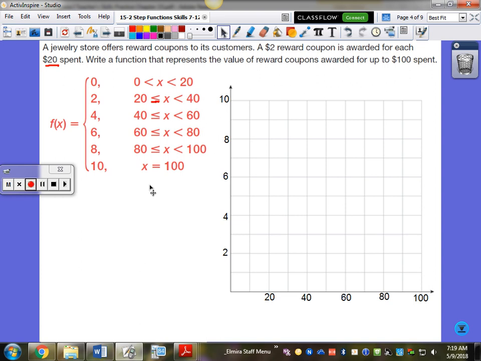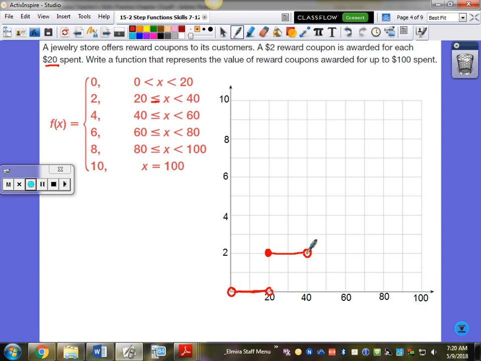Okay, so to draw this, from 0 to 20, you're going to get no money. Okay, so 0 to 20, and they're both open circles because you're not getting anything. Okay, from 20 to 40, you're going to get that $2 coupon. Now, because at 20 you get the coupon, you're going to color that in, and at 40, that's going to be an open circle because you're going to be bumped up to the next coupon after that.